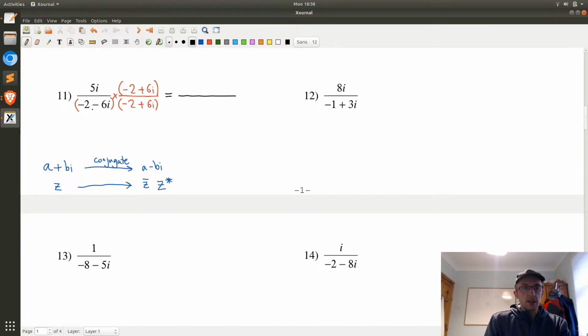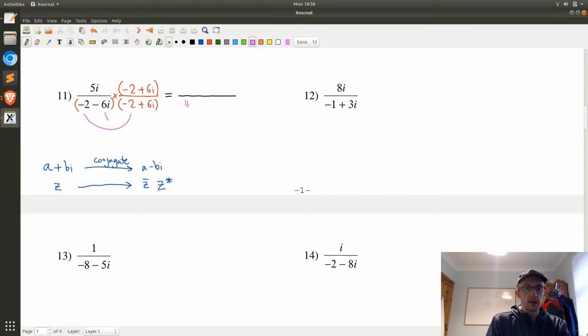And where does my claim come from? My claim comes from the fact that you can see that doing the O and the I in FOIL, that would be -2 times 6i and -2 times -6i. Putting them together, we get 0. So the O and the I cancel out. So we need only worry about the F and the L, the first and the last. So -2 times -2, which is 4.